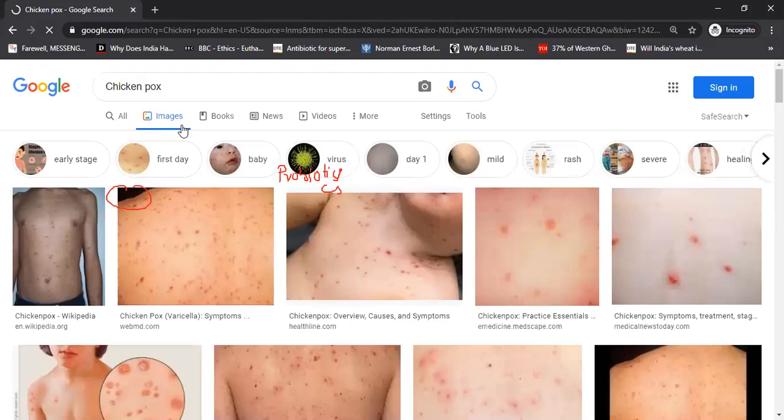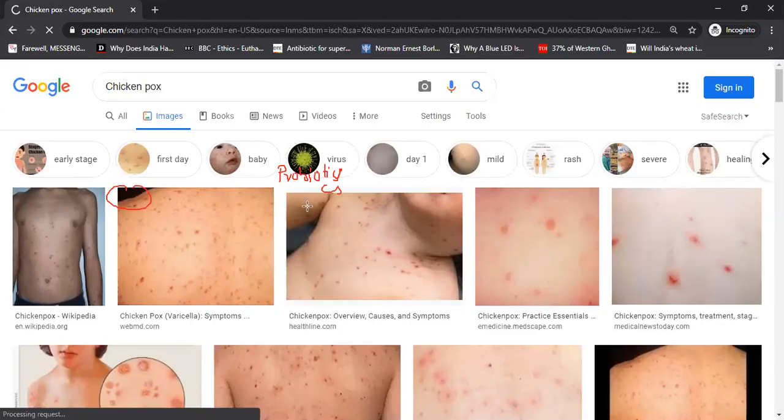Cool, dude. So this is chickenpox, and don't get confused. I have faced that confusion where I was not able to distinguish between smallpox and chickenpox. So this is chickenpox, and smallpox is big spots, which has been eradicated. It does not happen to anyone right now.